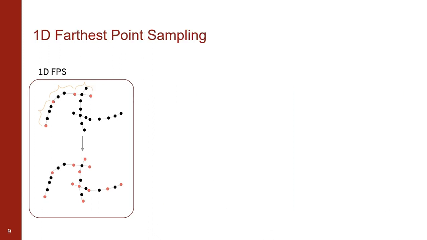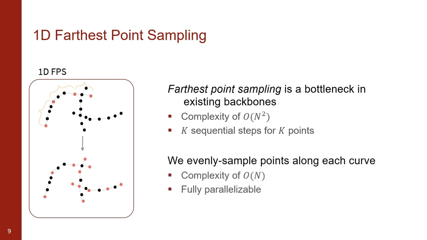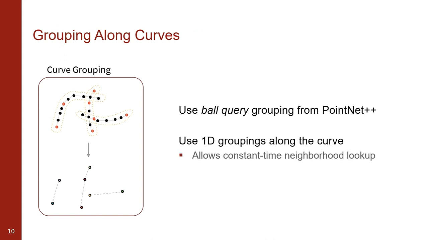First, farthest point sampling is often a bottleneck of existing point-based backbones, requiring k sequential steps in order to sample k points. Instead, our 1D farthest point sampling evenly samples points along each curve and is fully parallelizable. Second, we extend PointNet++'s ball query grouping to operate along each curve. By constraining the groupings along curves, we can perform each neighborhood lookup in near constant time.